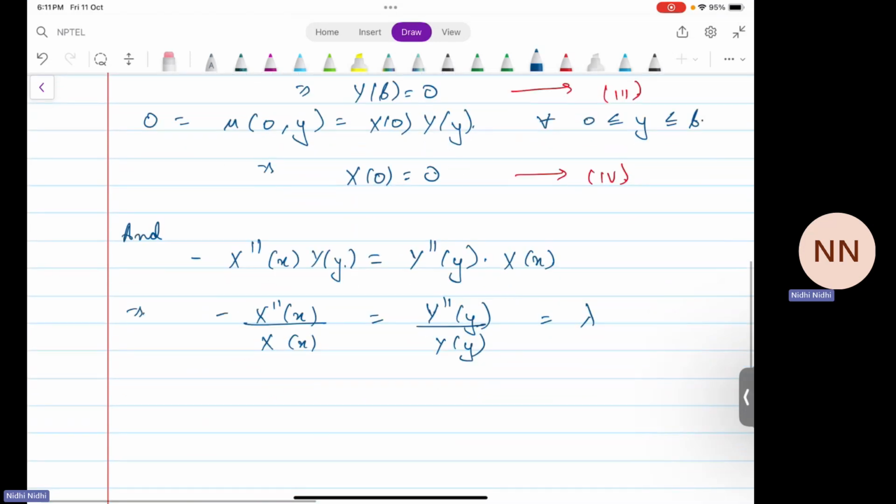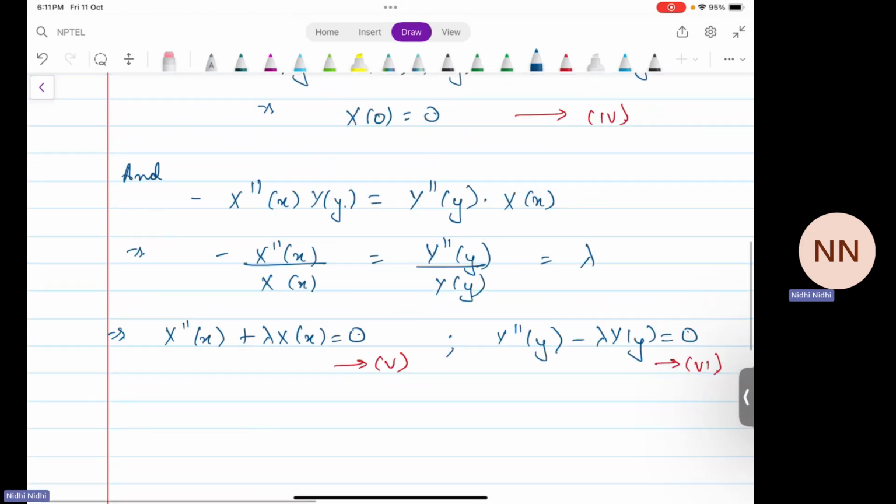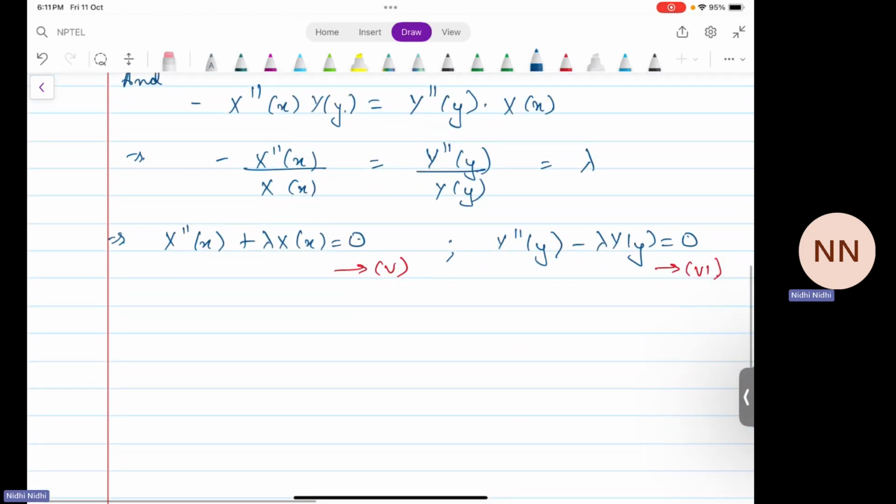So this gives us two second order homogeneous differential equations. First one is X double dash plus lambda X is equal to 0. I'll mark it as equation fifth. And the other one is Y double dash minus lambda Y equals 0. I'll mark this as equation 6. Now we'll start with solving equation 6.